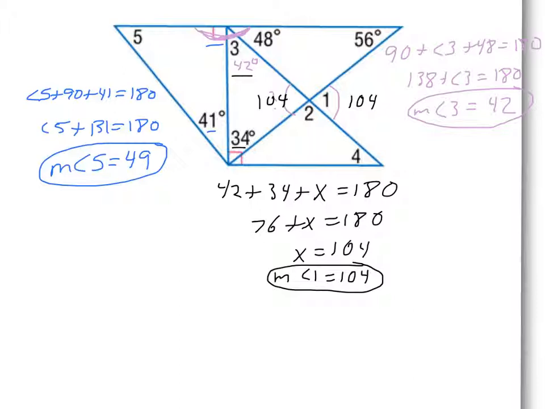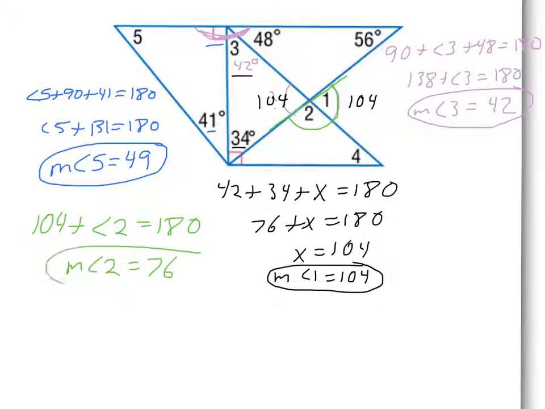Now, angle 1 and angle 2 form a linear pair, so that's going to be 180 degrees. So if angle 1 is 104, then angle 2 plus 104 should equal 180. Subtract 104 from both sides, and the measure of angle 2 is 76 degrees.